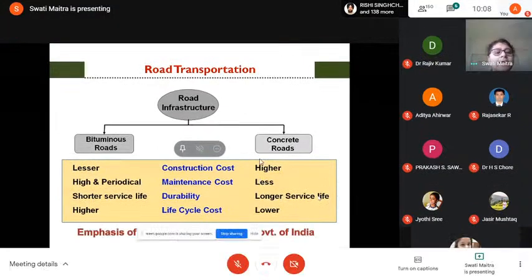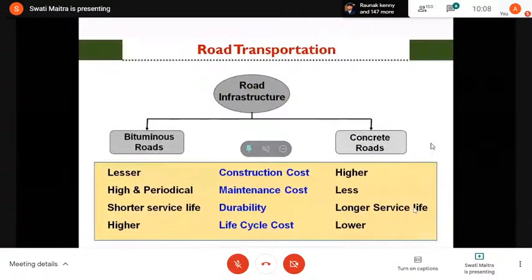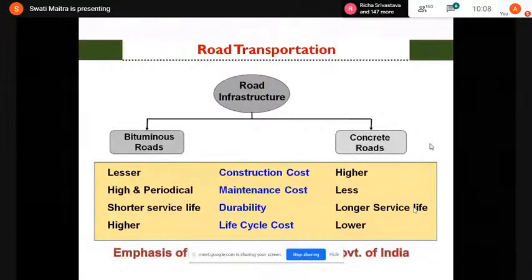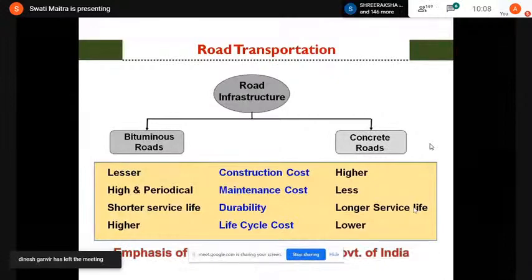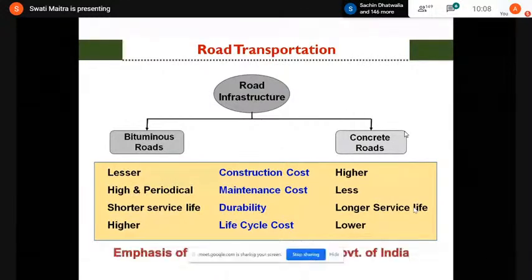a significant amount of roads are being constructed, widened, and upgraded in many cases. Now, when we talk about road infrastructure, we have basically two broad types of roads. One is the bituminous road, and the other is the concrete road. The two roads have differences in many aspects. In India, most of the roads are bituminous roads, where the top surfaces are made of asphalt or bitumen layer, while in concrete roads, the top surface is made of cement concrete.